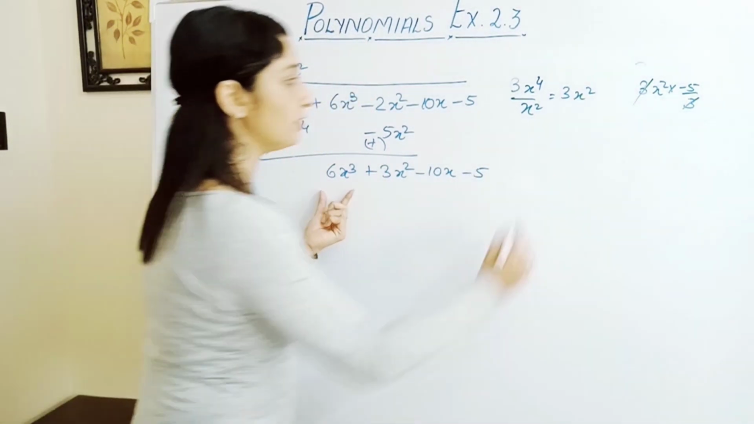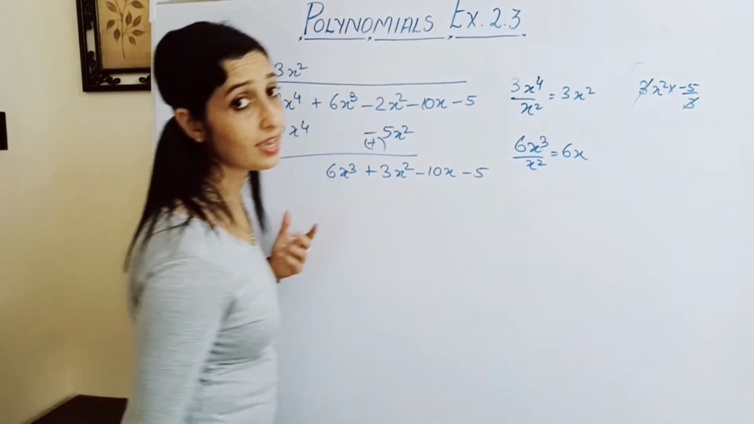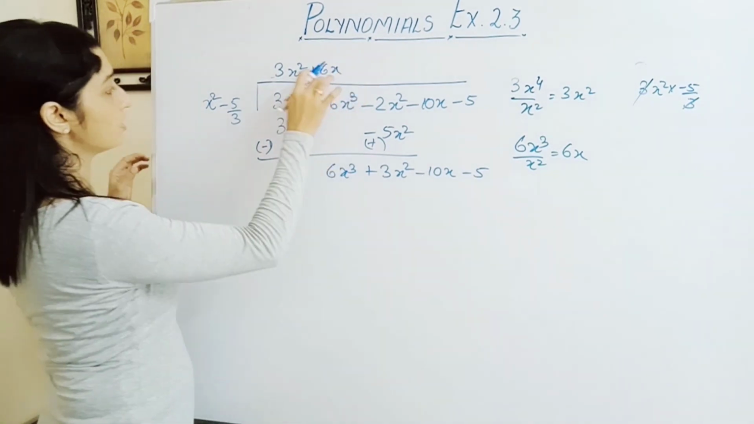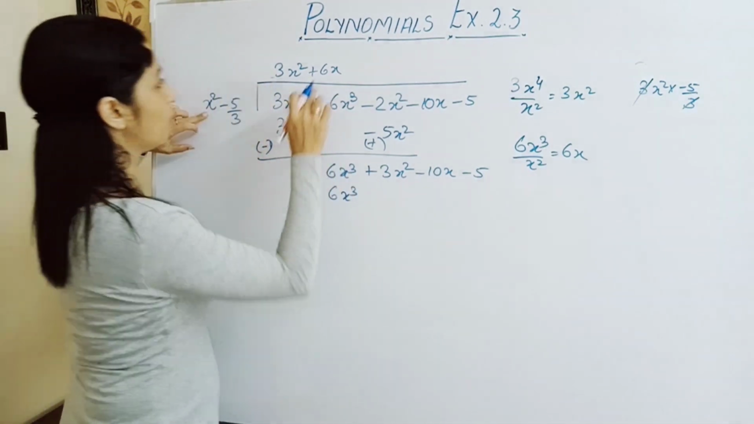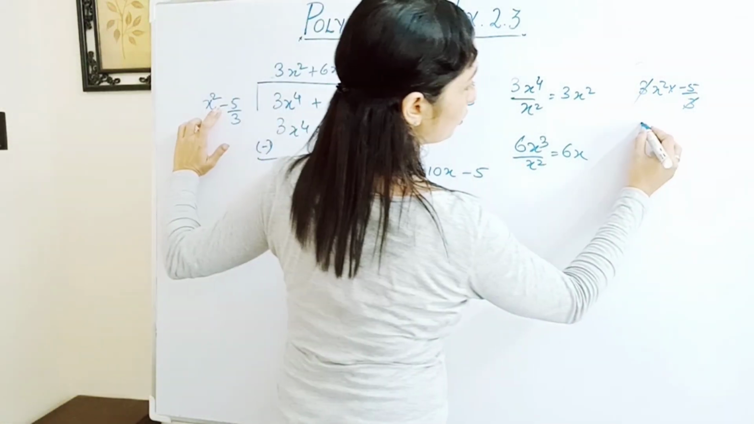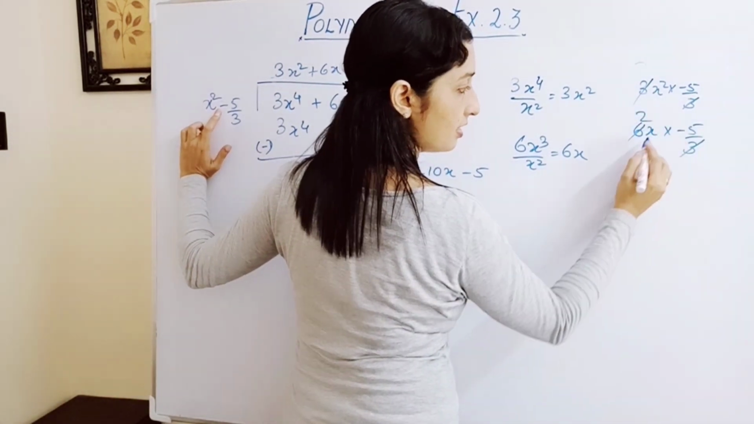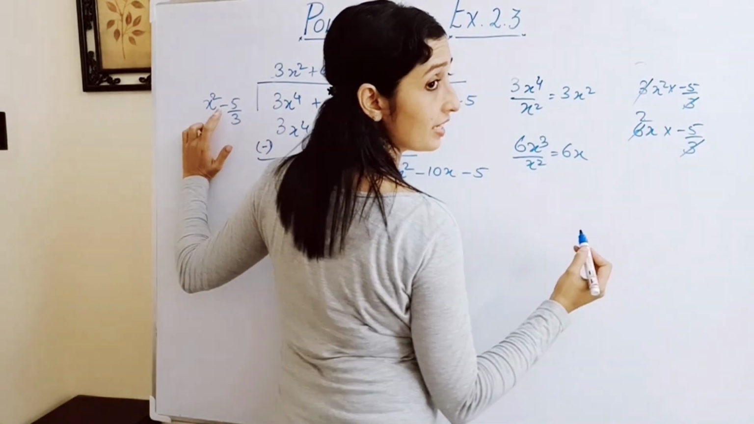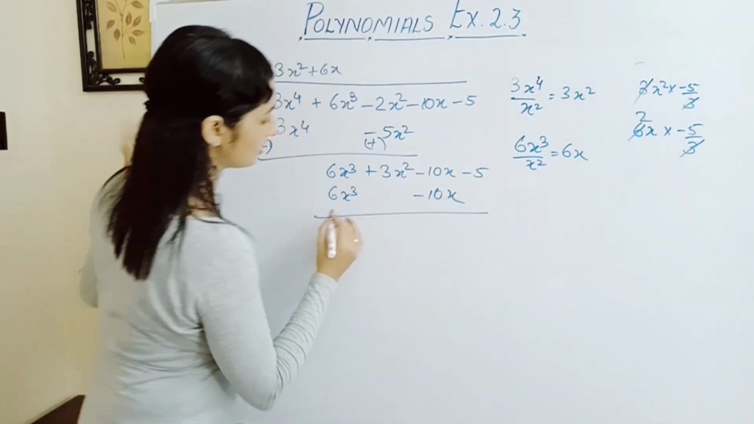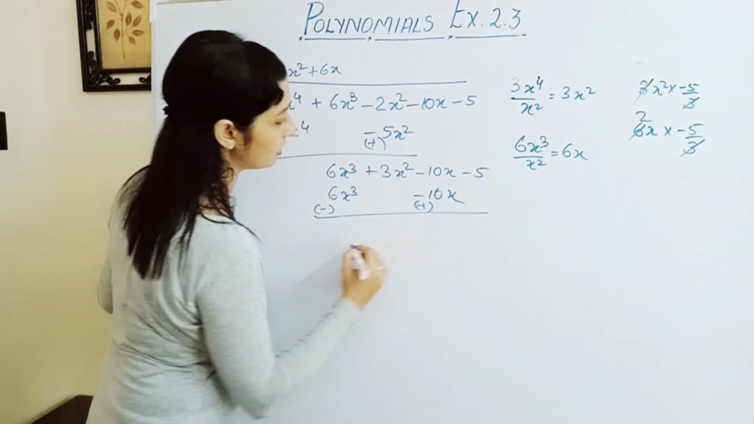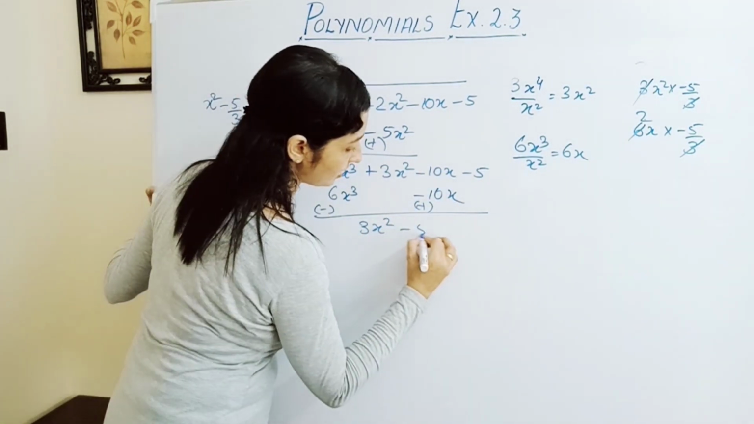Now what is the second term? It is 6x cube divided by x square. You get 6x. So here you write 6x. So 6x into x square is 6x cube. Now 6x into minus 5 by 3. 3 2s are 6. So 5 2s are 10. So minus 10x. Reversing the sign, you get minus here, plus here. So the remainder is 3x square. This gets cancelled. Minus 5.